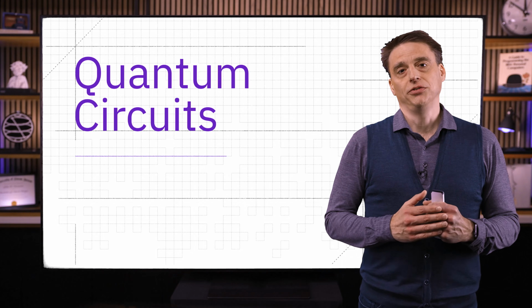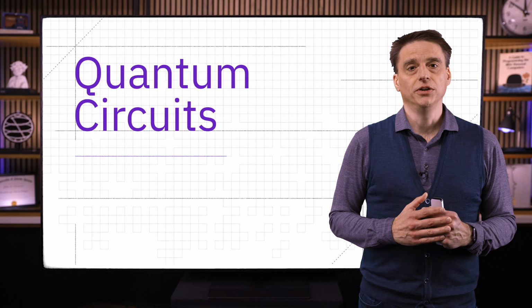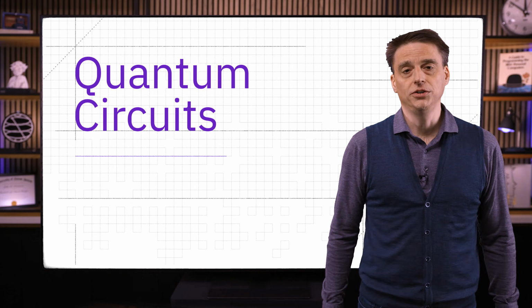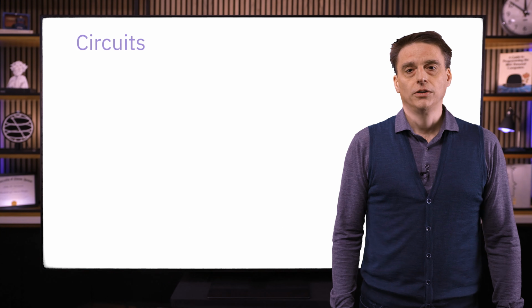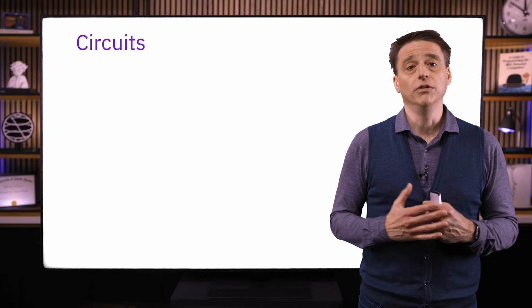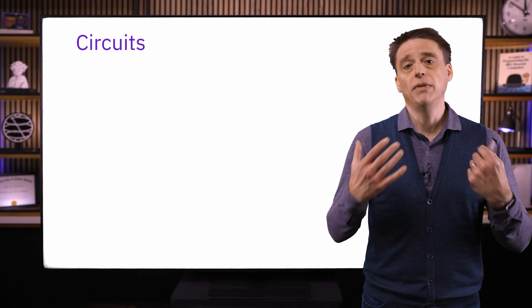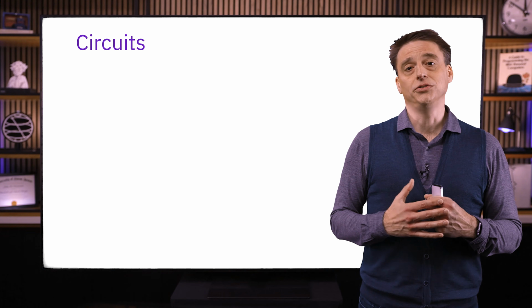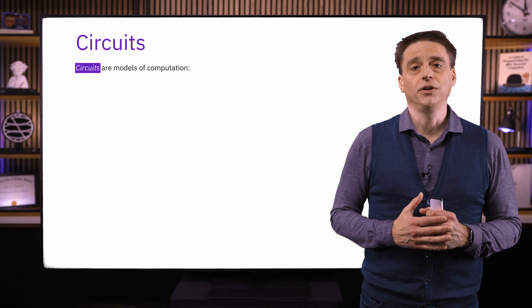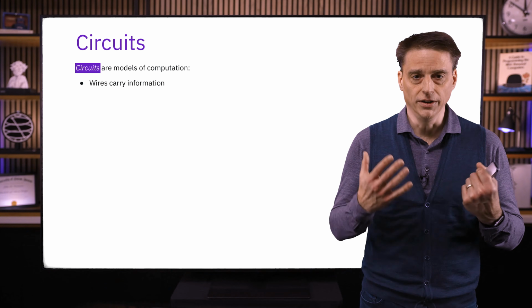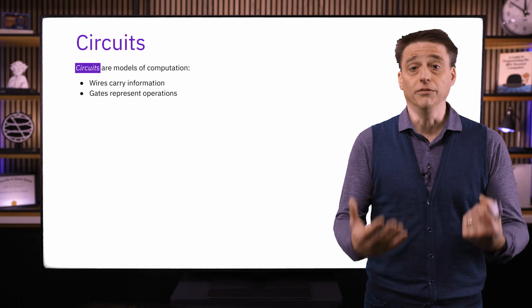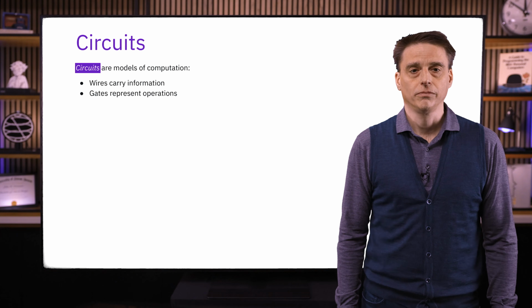The first topic for the lesson is the quantum circuit model, which is a model of computation that provides us with a way to describe quantum computations. The quantum circuit model is based on a more general notion in computer science of a circuit, and you can define many different models of computation based on this general notion. The basic idea is that a circuit is composed of wires, which carry information, and gates, which represent operations that are applied to the information carried by the wires.